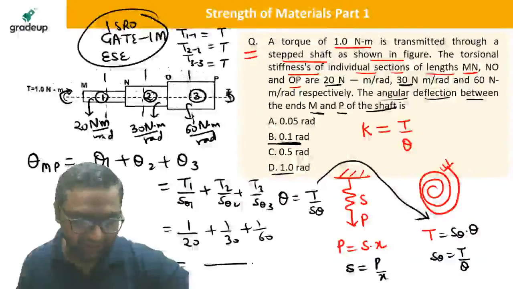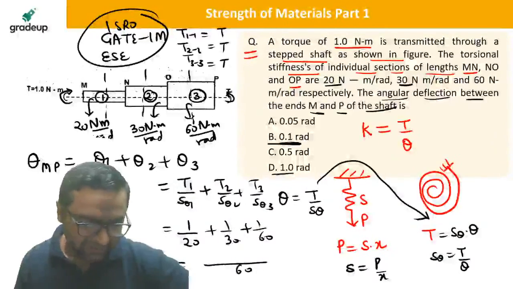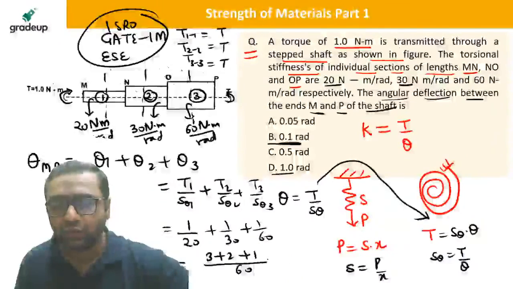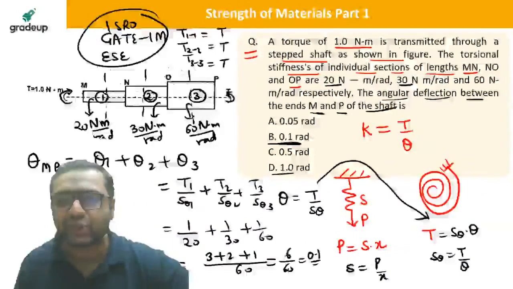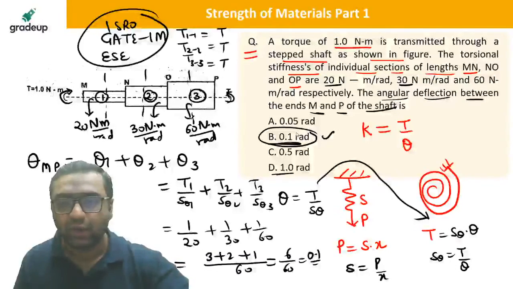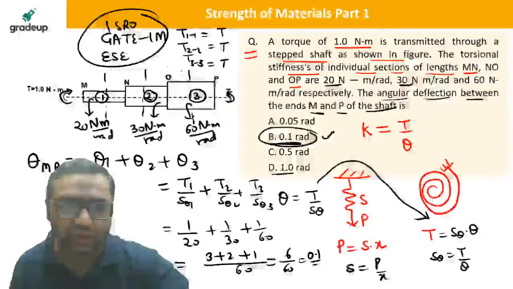Yes, Jeel, your answer is correct. Very nice Yasser. This is 3 plus 2 plus 1, so you will be getting 6 by 60. So the answer will be 0.1. Majority of you are correct. The answer is B. Very nice guys. Okay Pawan, yes, you have also corrected your answer.